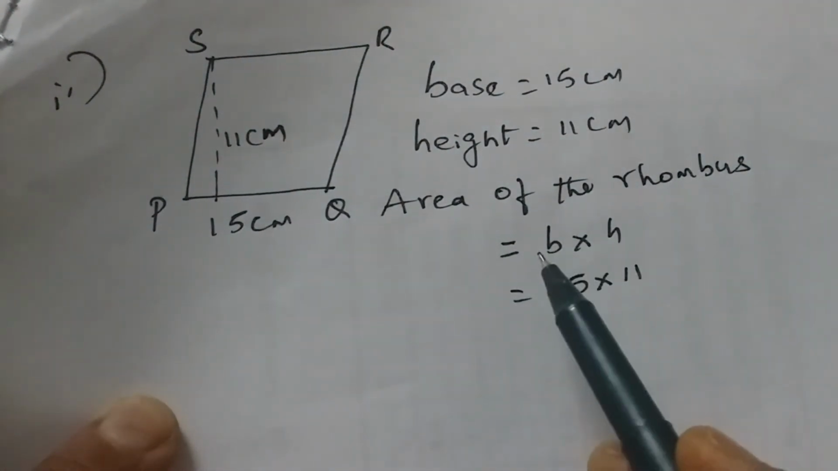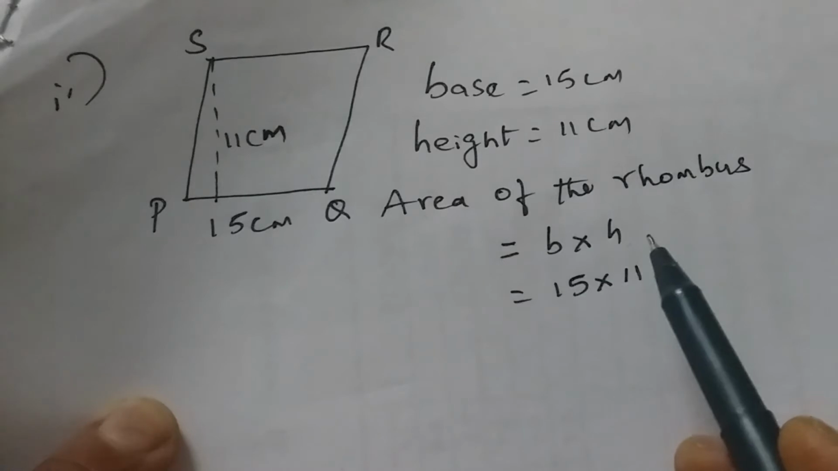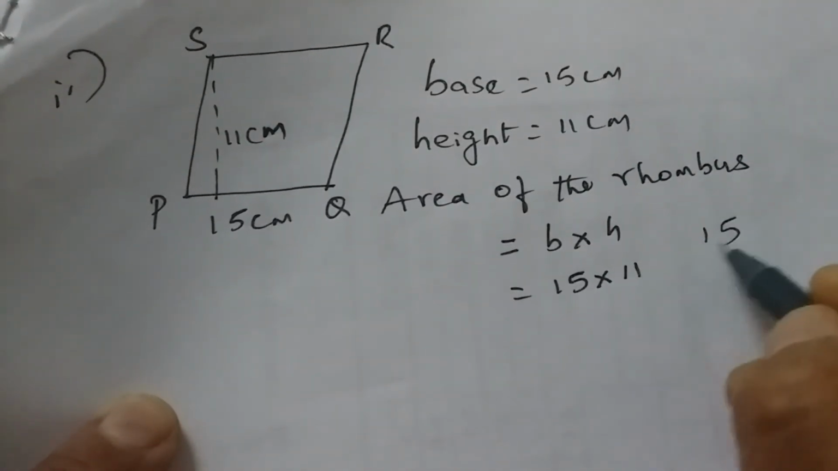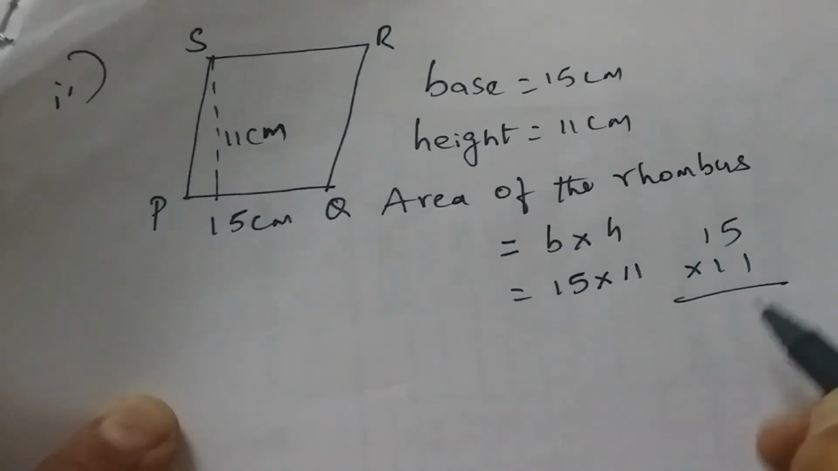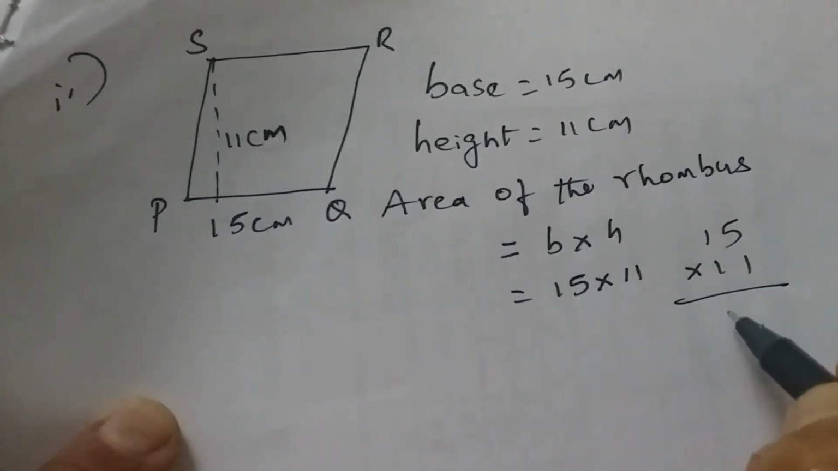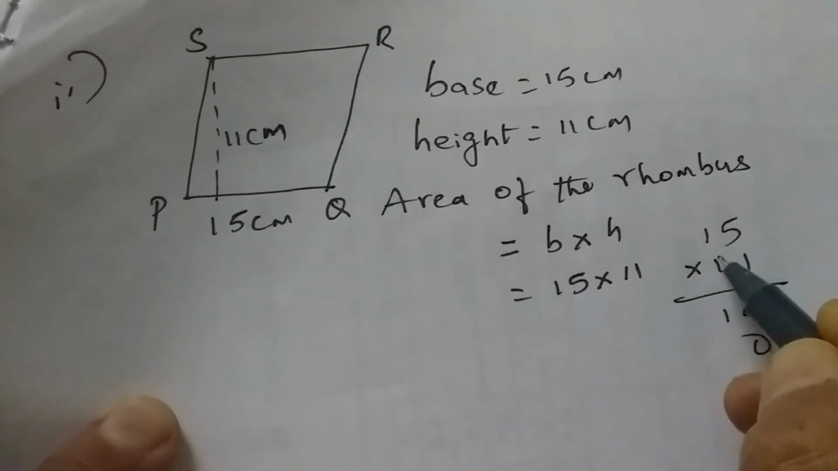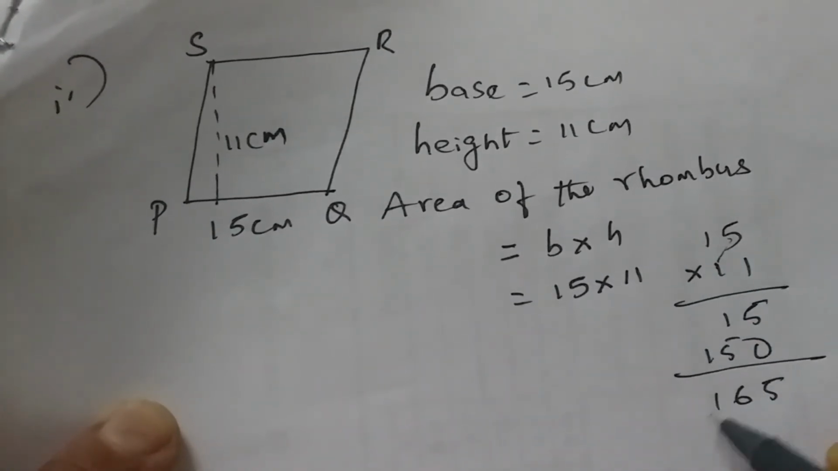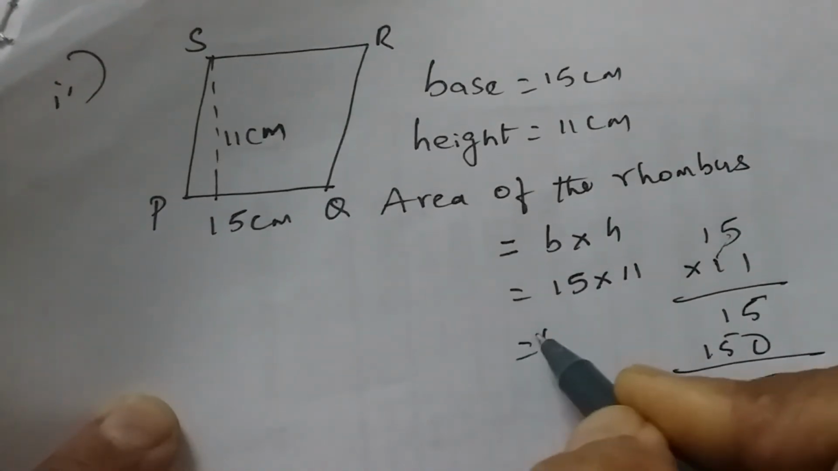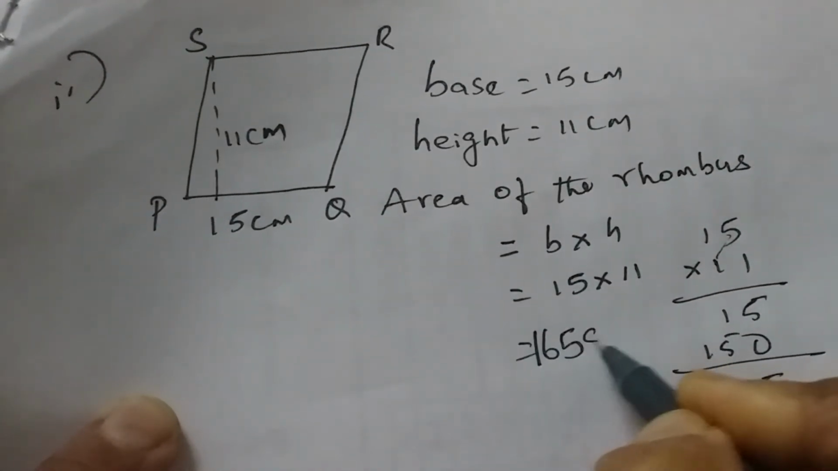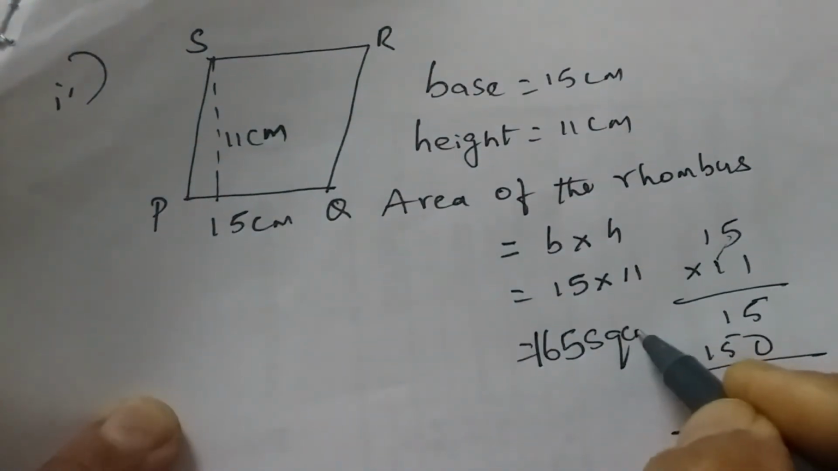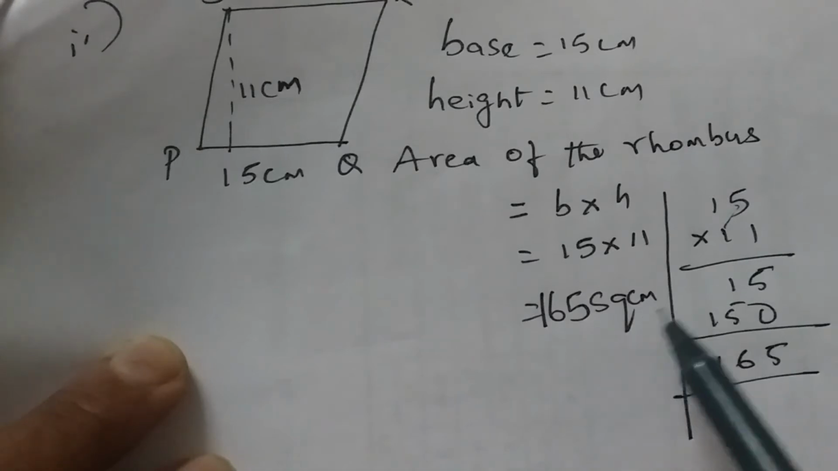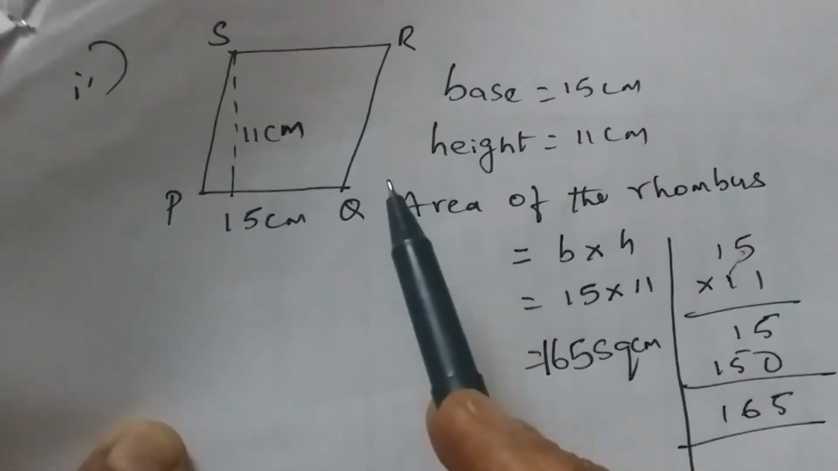Area of the rhombus is base into height. B for base, H for height. Base 15 centimeter into height 11. Now you have to multiply 15 into 11. That's all. You get the answer. 1 into 15 is 15. Below, first put 0. Then this 1 into 15 is 15. So 5, 6 and 1. 165 what? Square centimeter. This you can do in rough column. 165 square centimeter is the area of the second rhombus.